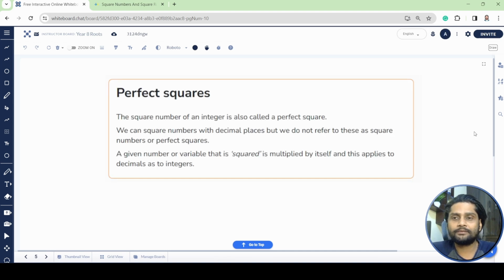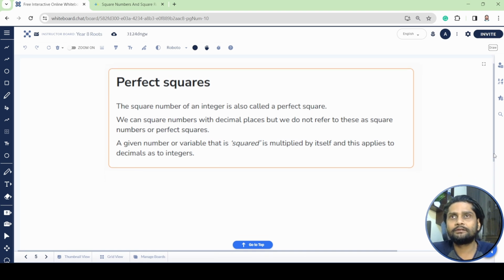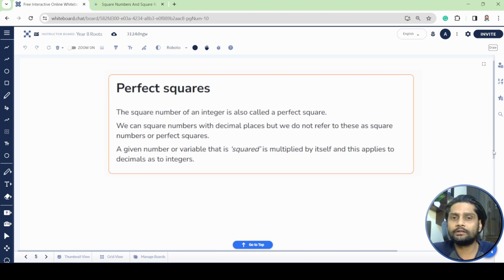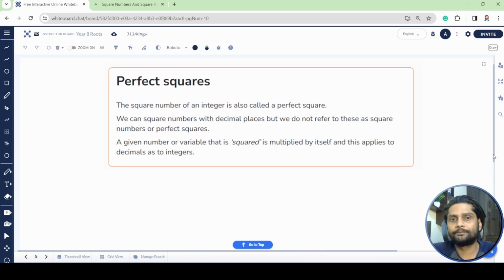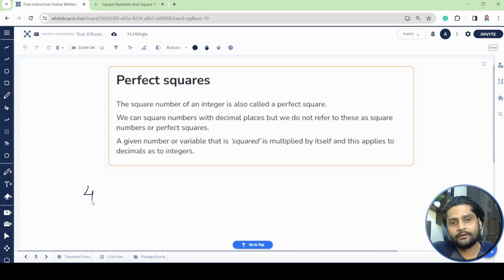So students, these numbers that we discussed right now are also called perfect square numbers, because those numbers are obtained by multiplying a whole number by itself. Whenever we multiply a decimal number by itself, it can also be squared, but we don't call those results perfect squares. For example, if I multiply 4 times 4, it's obviously a whole number that becomes 16. So this 16 is a perfect square number.